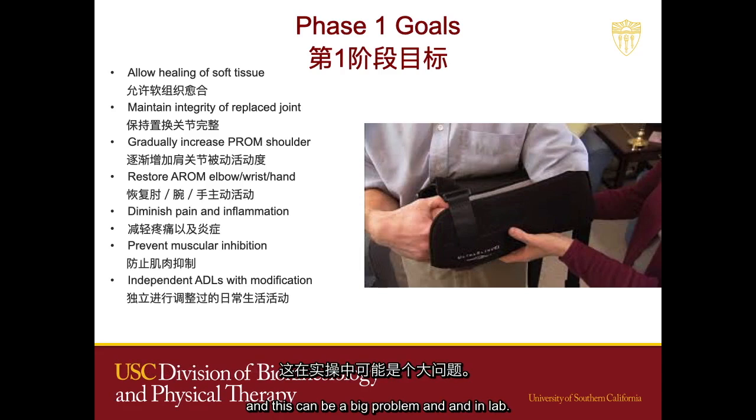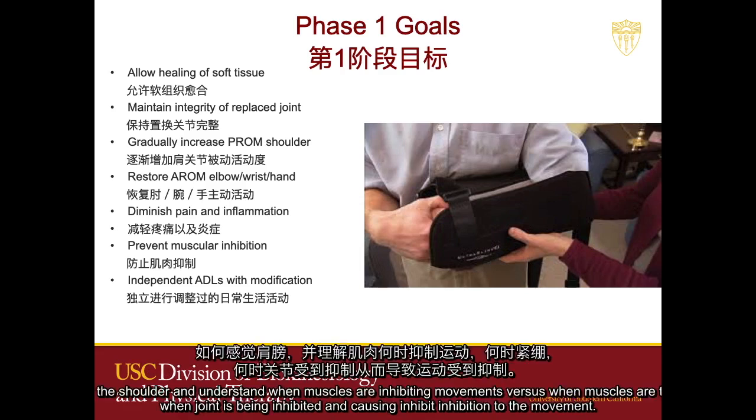And in lab, if we do have lab and we talk about shoulder, I'll make sure we spend a lot of time learning how to feel the shoulder and understand when muscles are inhibiting movement versus when muscles are tight versus when the joint is being inhibited and causing inhibition to the movement.